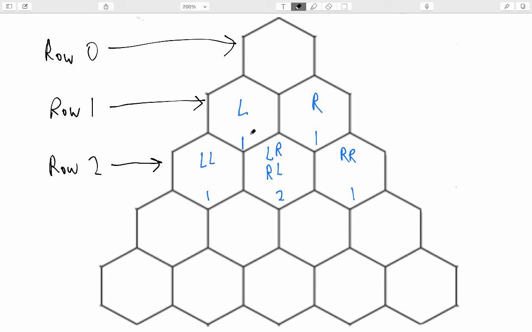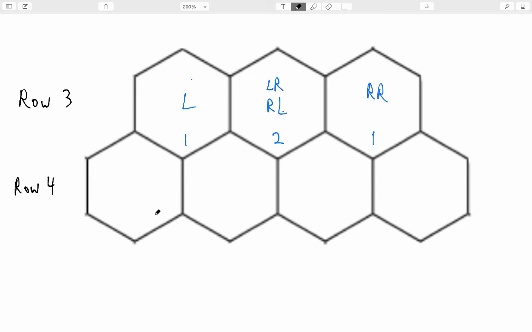For example, once I've reasoned out that there's only one way to get here and one way to get there, I can reason that the only way to get to this location in the middle of row 2 is that there is one path coming from here in row 1, and there's another one path coming from there in row 1. If I add up this one to that one, I find out that there are two paths that lead to the middle of row 2. I can only have arrived via the left location in row 1 or via the right location in row 1.